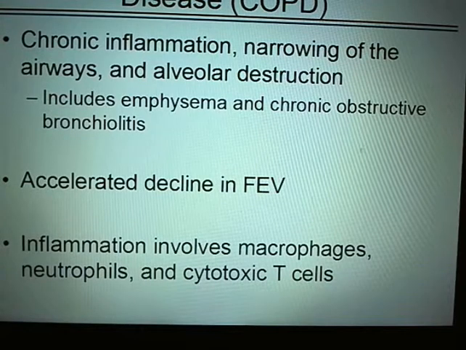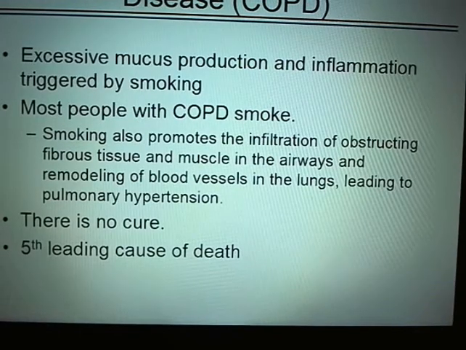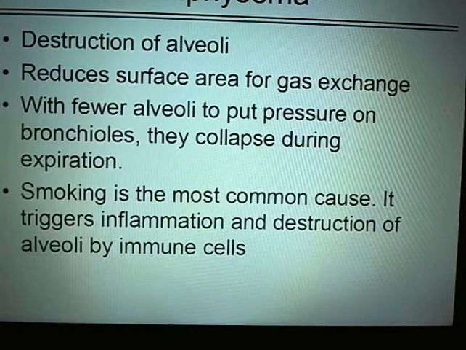Chronic obstructive pulmonary disease, it's inflammation of the airways and alveolar destruction. Emphysema, this is what happens with smoking. Accelerated decline in the forced expiratory values. Inflammation involves macrophages, neutrophils, T cells. Mucus production, inflammation triggered by smoking. Most people with COPD smoke. Fifth leading cause of death, no cure.